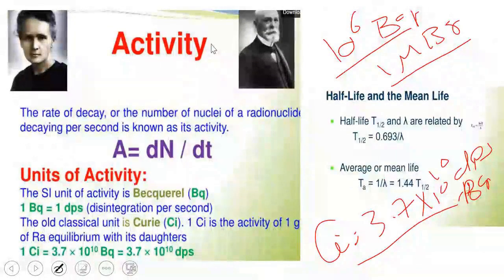When you say you have a certain number of curies, you are referring to the activity in curies. So if I say I have 10 curies, 20 curies, or 10 millicuries, you are talking about the number of disintegrations per second occurring in your material.